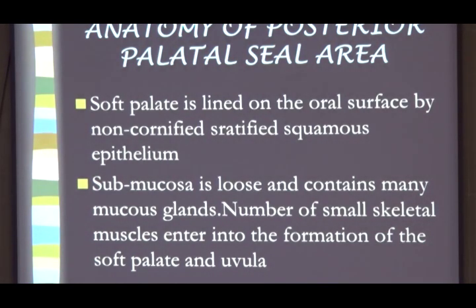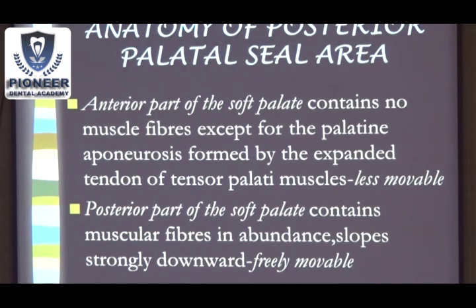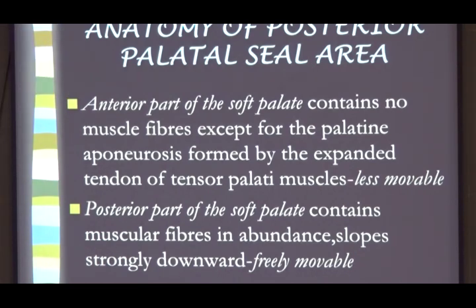This is the anatomy. The submucosa is loose and contains a lot of mucous glands. Skeletal muscles also come into it. In the anterior part of the soft palate, you have only fibers of the palatine aponeurosis, formed by the expanded tendon of the tensor palatini muscle. It is less movable. In the posterior part you have all the other muscles. Your posterior palatal seal area almost ends with the anterior part of the soft palate.